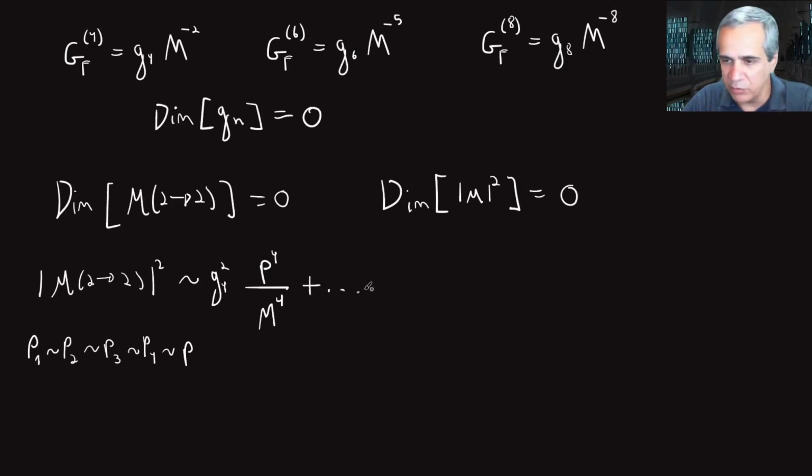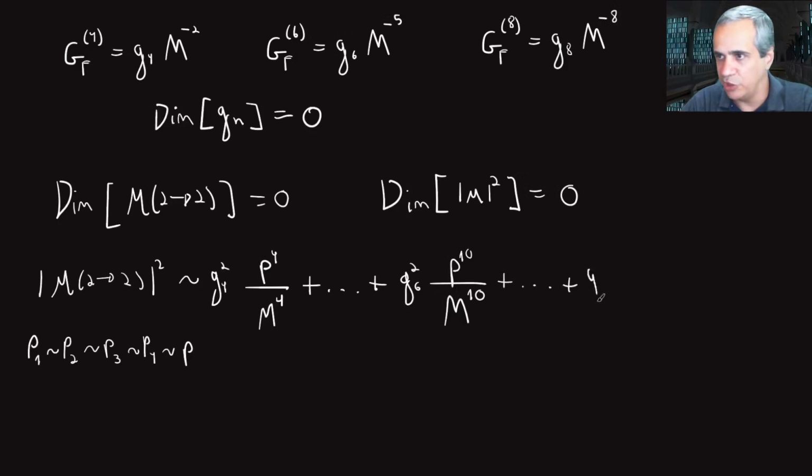I'll have many contributions. Between them, that contribution that comes from the 6 fermion interaction, which will look like G6 squared, right? M to the 10, right? Because this goes linear in M. So when I take M squared, I have to take the square of that. And now, of course, to make this dimensionless, I have to put p to the 10 here. And so on, right? When I get to G8 squared, I have even higher powers of p squared, right?